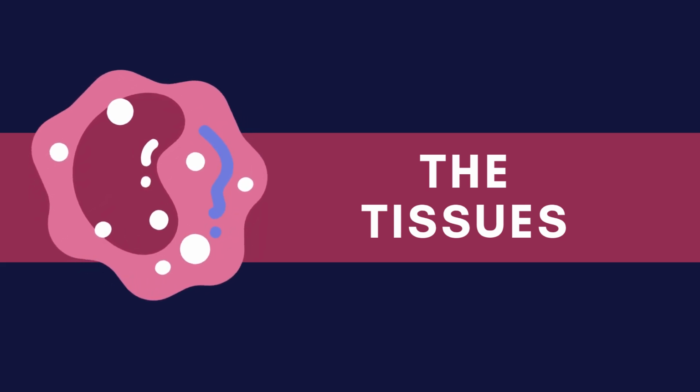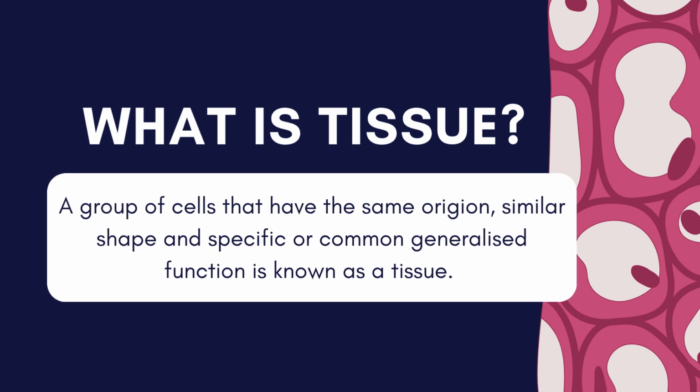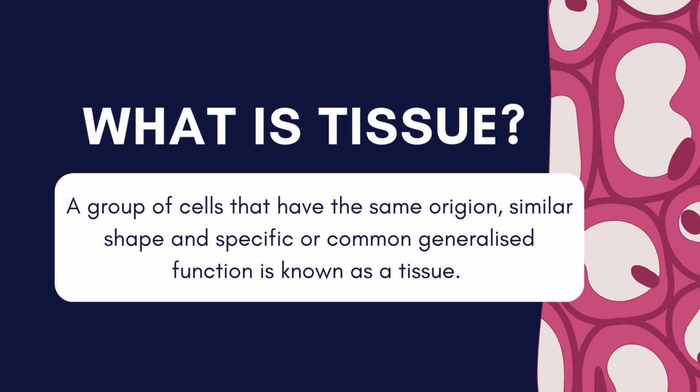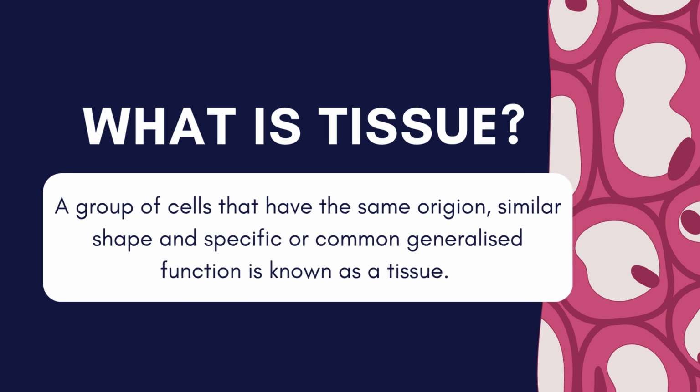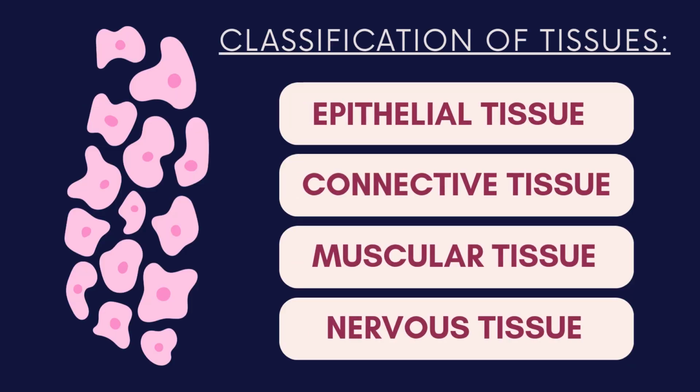The tissues. What is tissue? A group of cells that have the same origin, similar shape, and specific or common generalized function is known as a tissue. Classification of tissues: epithelial tissue, connective tissue, muscular tissue, nervous tissue.